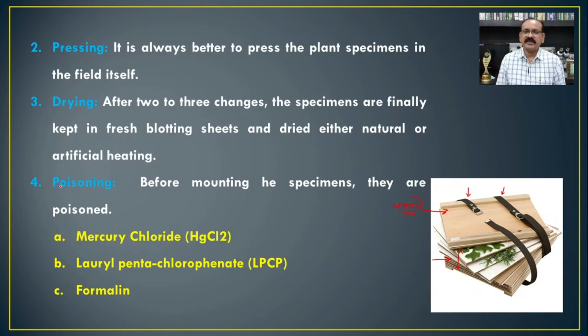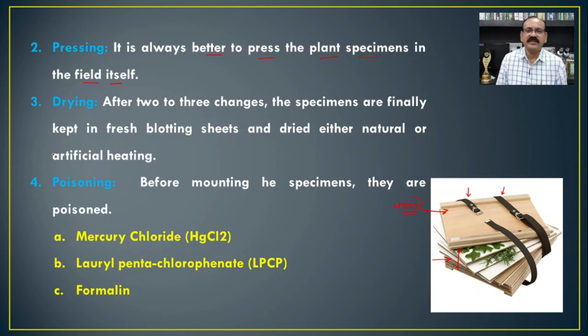We have earlier seen that the 12 by 18-inch size of the herbarium, the 12 by 18-inch size of the plant press, is usually used. So it is always better to press the plant specimen in the field itself. This will help the best preservation of the plants.